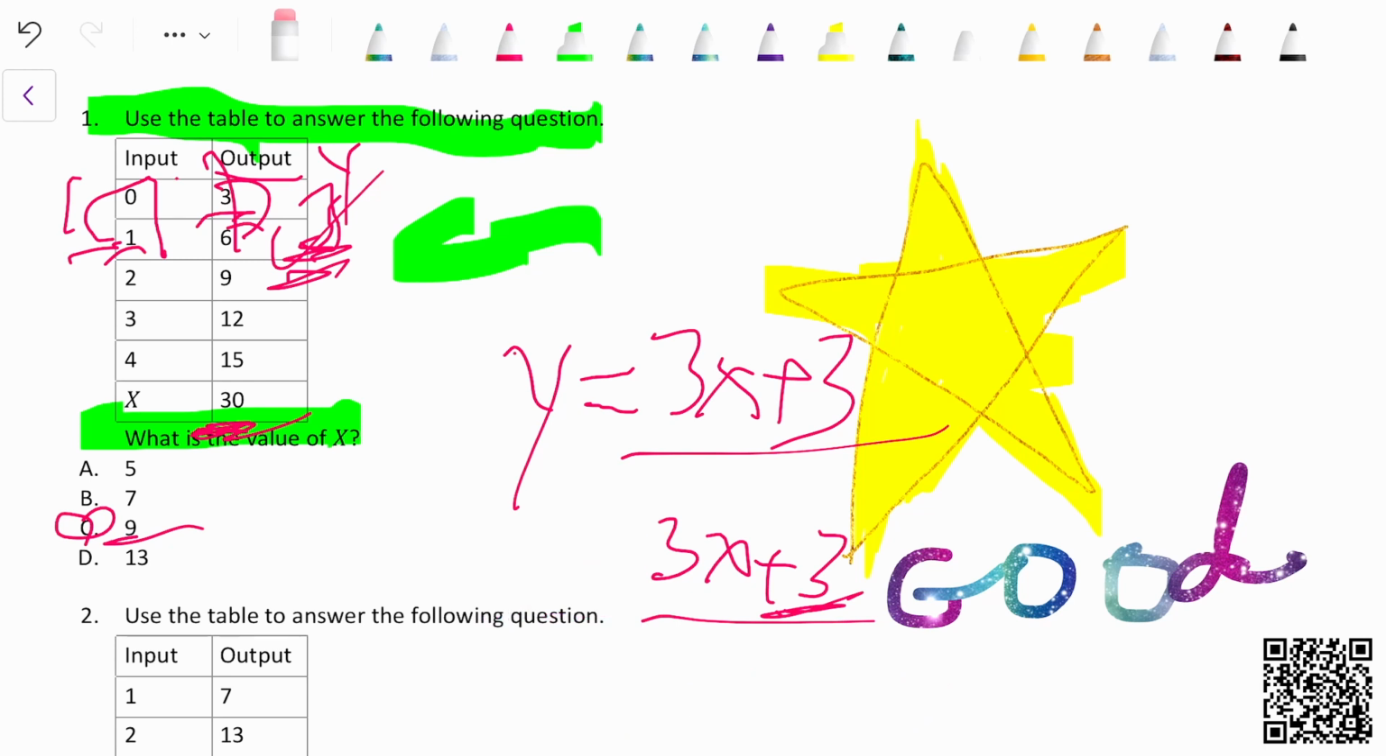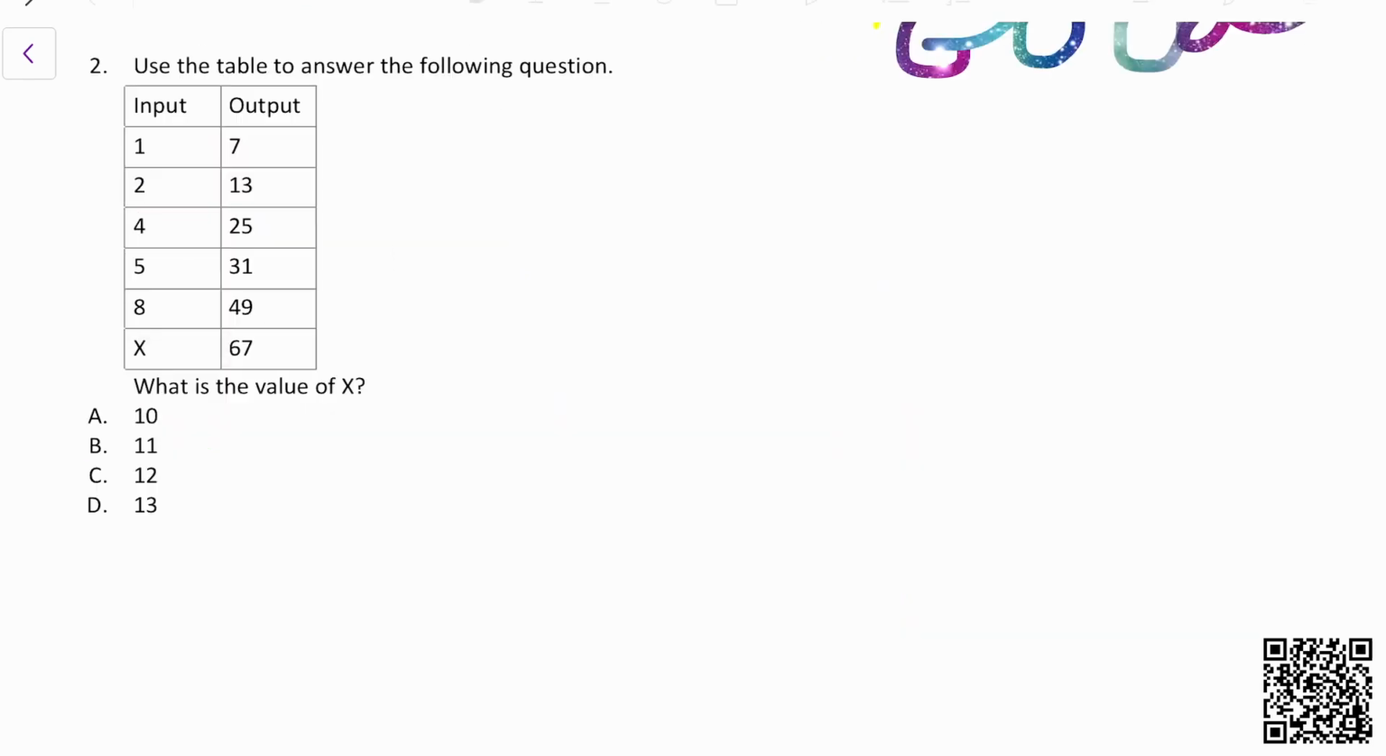Okay, I gotta erase some so you guys can see the actual question. I'm gonna keep the function there though. Alright, moving on to the next question. So it says, use the table to answer the following question. This is our new table. What is the value of x?